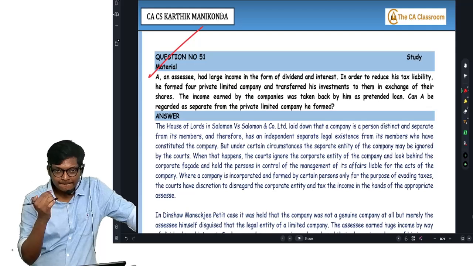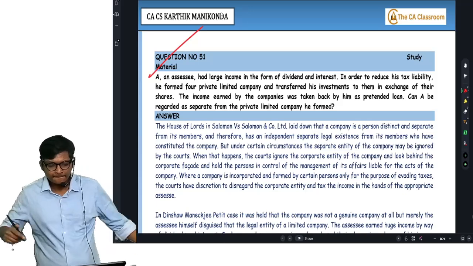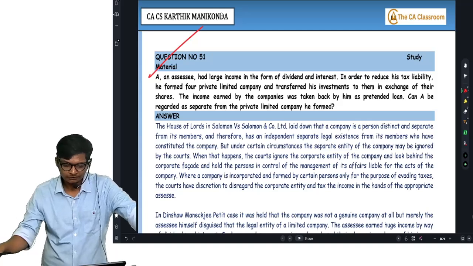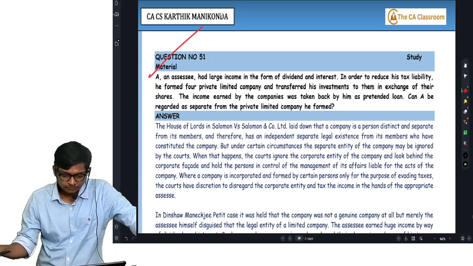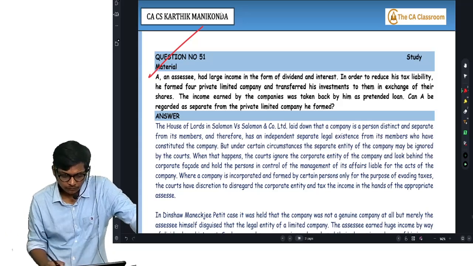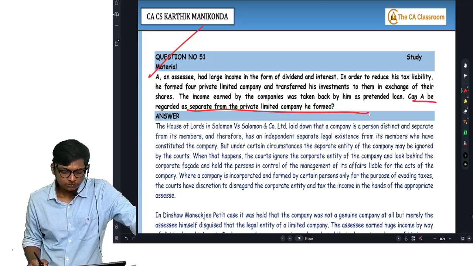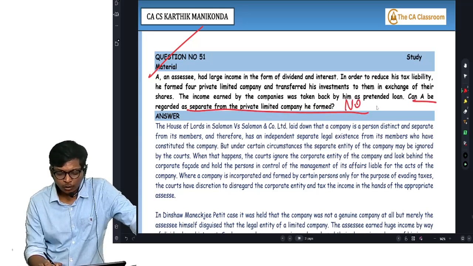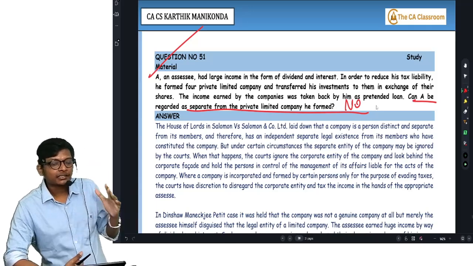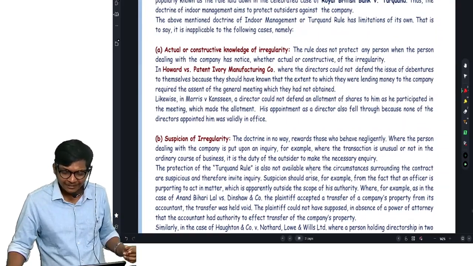Yes, read it. Your name? Mercy, I forgot. Yes, Mercy. Read question 51. No, this is the concept of separate legal entity, lifting of corporate veil, protection of revenue and tax. Are you following? Clear, guys?